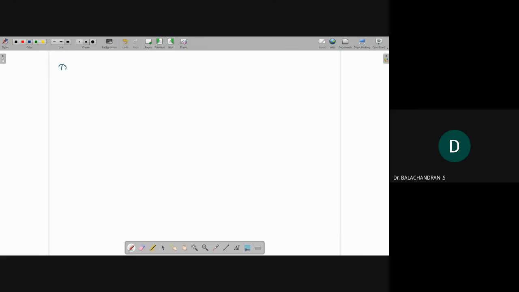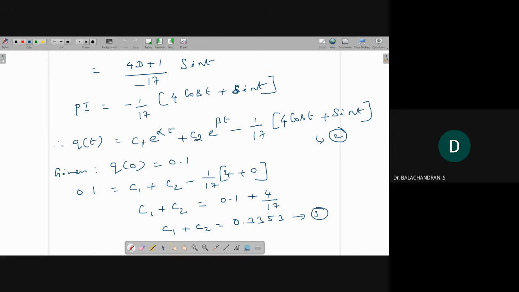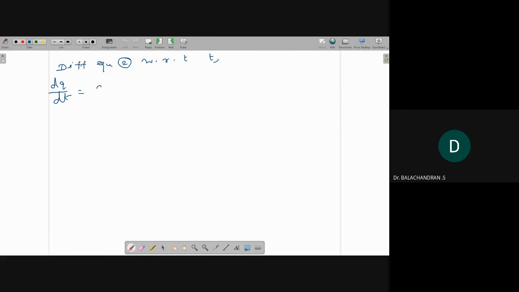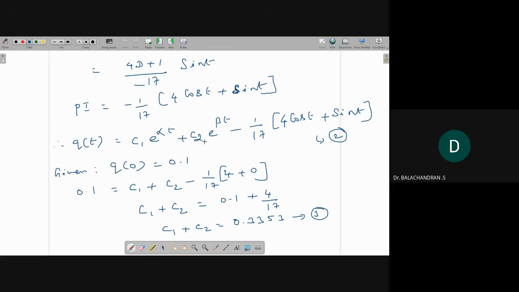So differentiate equation 2 with respect to t. So dq by dt equal to, if you differentiate this, you'll get C1 into alpha into e power alpha t plus C2 into beta into e power beta t.